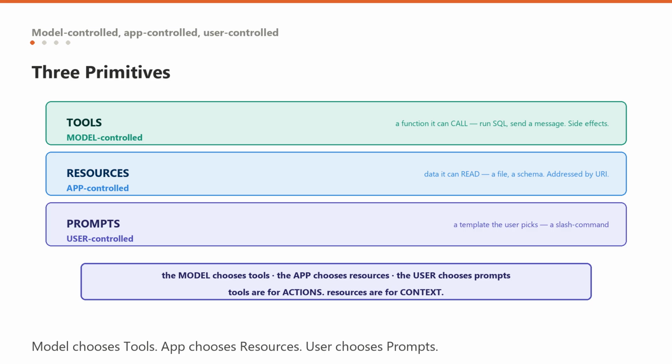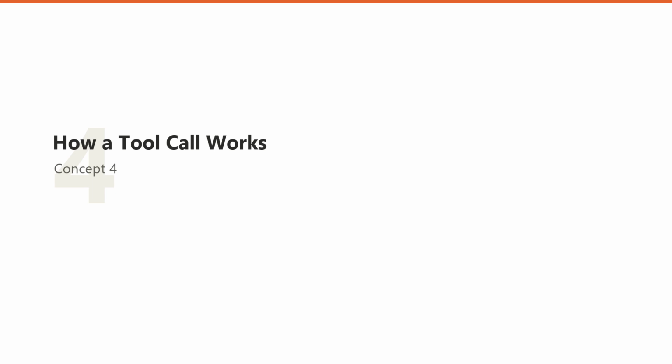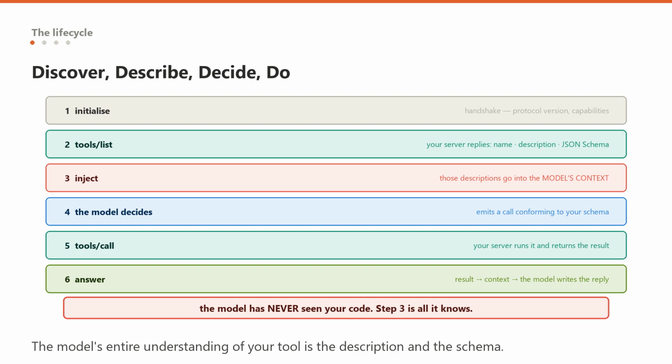So, the model chooses tools, the app chooses resources, and the user chooses prompts. Getting that mapping right in your head is most of understanding MCP, and it is the part that tutorials skip because everyone rushes to tools. Concept 4. The actual flow. Trace it once and it stops being magic. Follow it end to end.